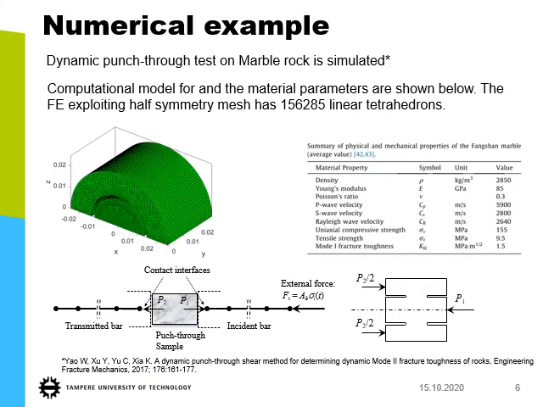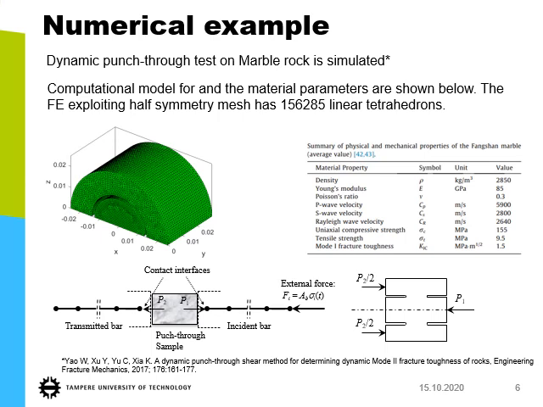Okay, now we go to the numerical example. This is the dynamic punch-through test on marble, and this is the original reference for that. The experiments were published in Engineering Fracture Mechanics. Now here we have a computational model that exploits the symmetry. It has 156,000 linear tetrahedrons here, and you see here the pre-cracks, all the notches, and this whole setup is carried out in a split Hopkinson pressure bar.